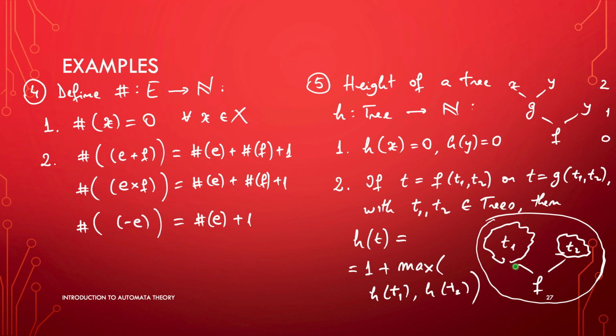heights of trees. So once again, it's 1 plus. We certainly go one level higher, but then it depends which one of these is the tree with a larger height, and you take the maximum out of those, and that's going to contribute to the height of the full tree that you are defining in here.